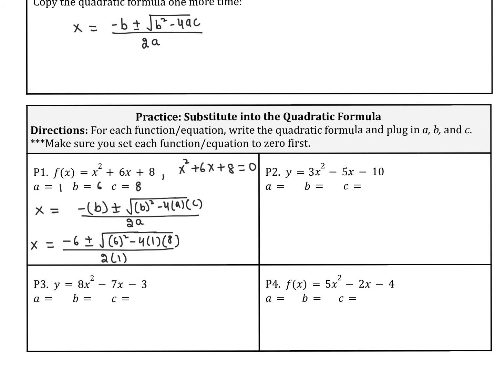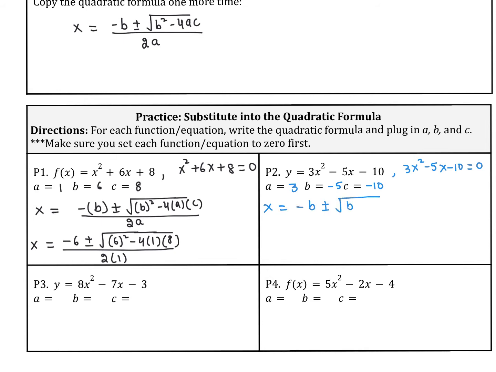For the next one, we are going to do the same thing. We are going to make this equation equal to 0. A is 3, B is negative 5, and C is 10. Where are you going to have the formula?